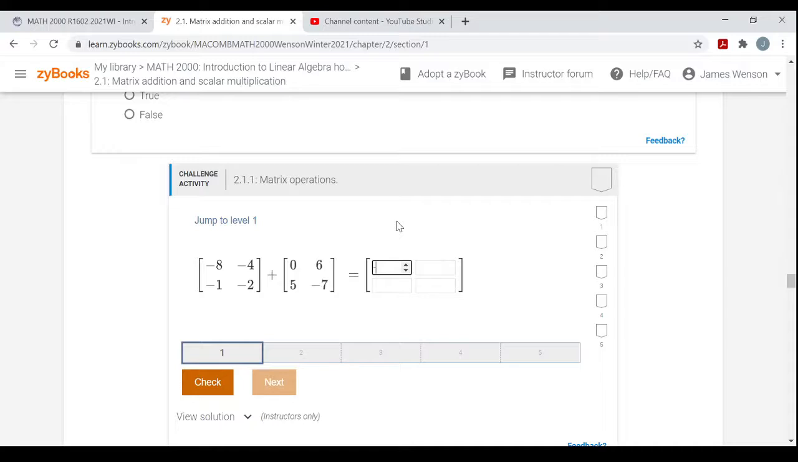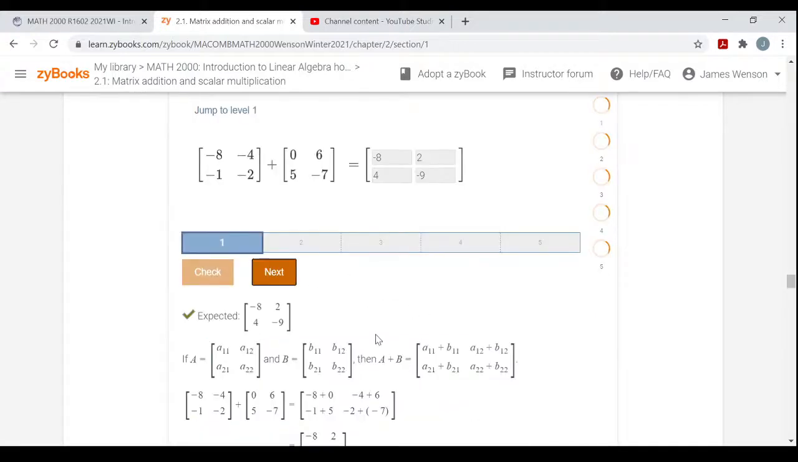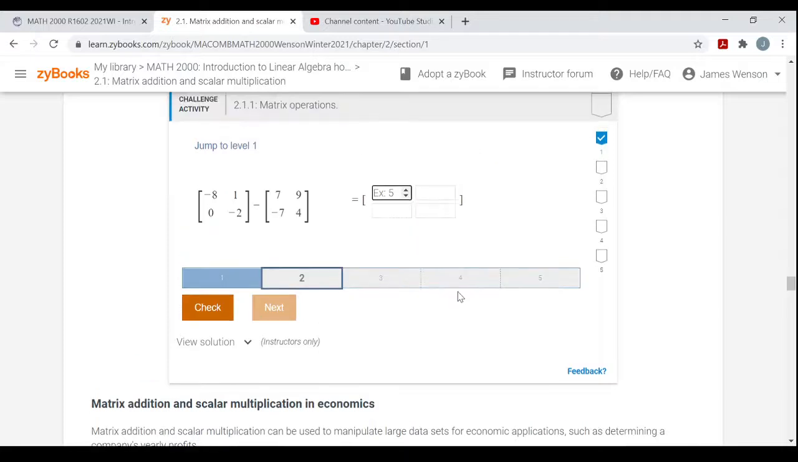So that would be -8 plus 0, or just -8, and then -4 plus 6 is 2, and then -1 plus 5 is 4, and then -2 plus -7 is -9. I enter all the entries in the resulting matrix. Cool, it takes me through what happened. I hit next, and then it takes me to the next one. And here, this is subtraction, right? And again, they're going to get a little more complicated throughout them, but not so bad.